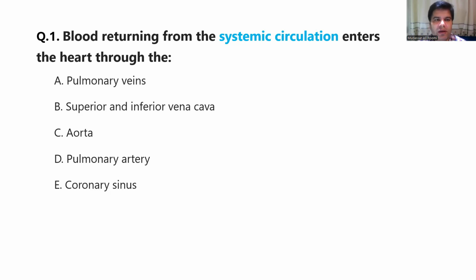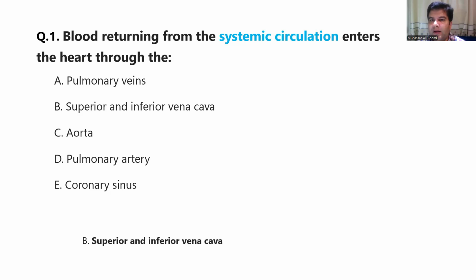Very first question is, blood returning from the systemic circulation enters the heart through the pulmonary veins, inferior vena cava, aorta, pulmonary artery, coronary sinus. The answer is inferior vena cava.